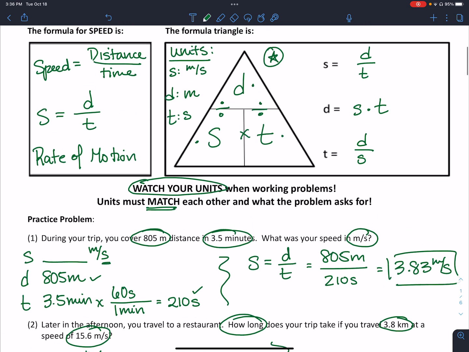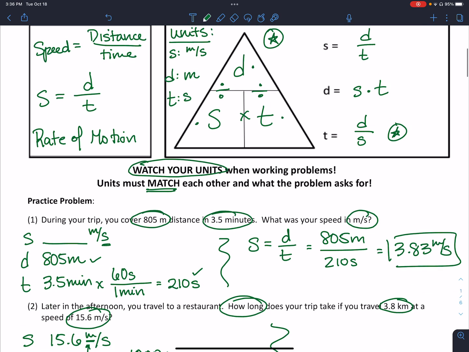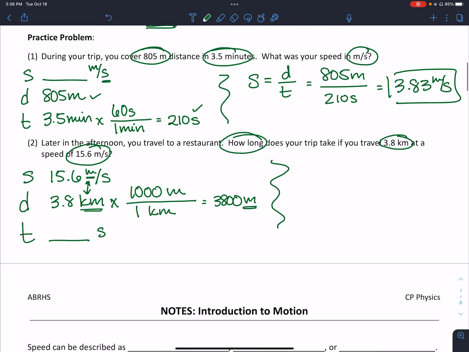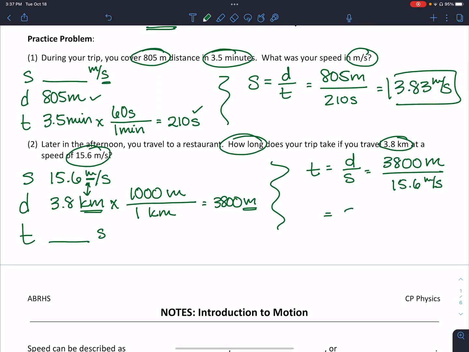All right, now if I look above, I can see that time is equal to distance divided by speed. So time equals distance divided by speed. I plug in my values, 3,800 meters divided by 15.6 meters per second. And I find that the time it's going to take for this trip is 244 seconds. All right, so that's just a couple practice problems using those formulas.